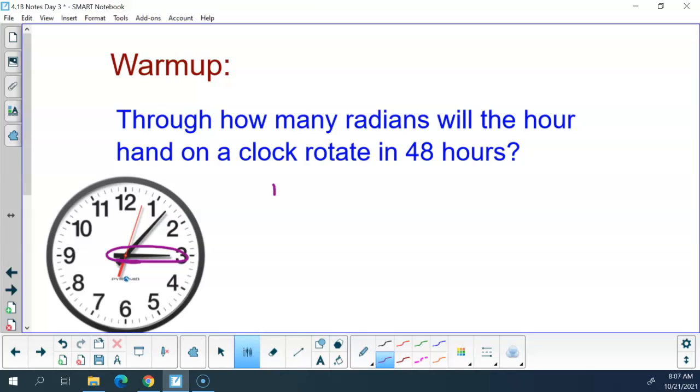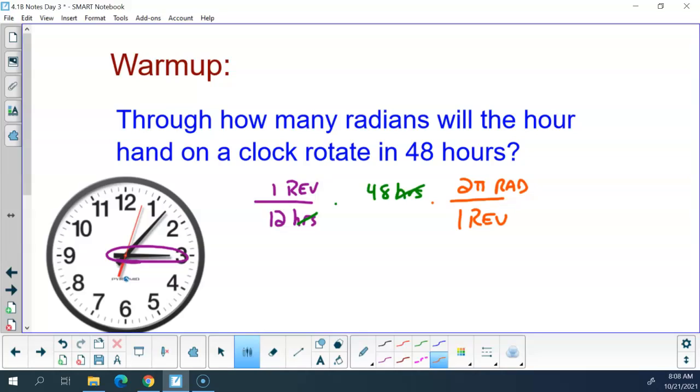So it makes 1 revolution every 12 hours. We want to know how much it went in 48 hours, so that became our 4 revolutions. And then each revolution is 2 pi radians. So that would be 4 times 2 pi, which would be 8 pi radians.